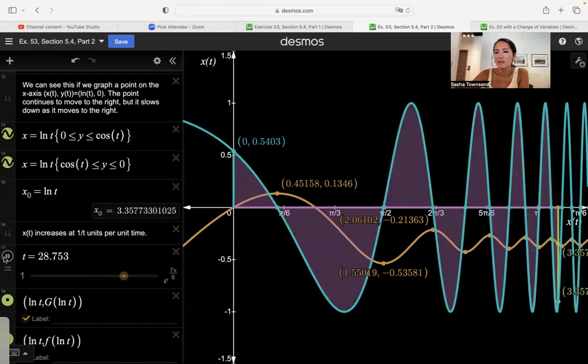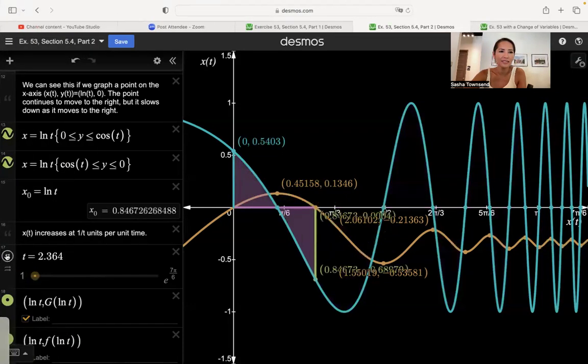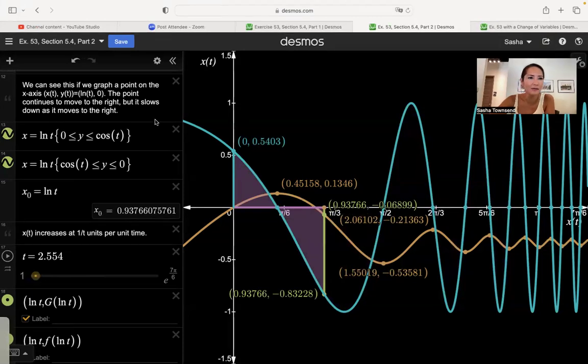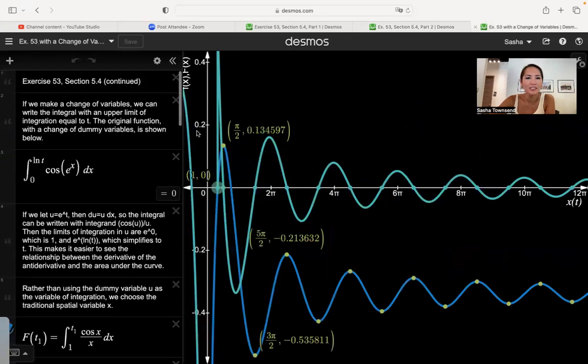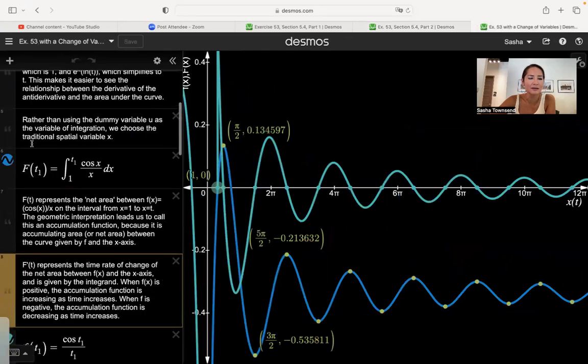But the accumulation function, that area, is increasing when the function's positive, and then it passes 0, so then it's decreasing, and then it's increasing, and it's decreasing, and so on. So that's how that works. We say, okay, well, what happens after we change the variables? Now remember, this is the one where our function is always oscillating between -1 and 1. But after our change of variables, our integrand looks a little different.